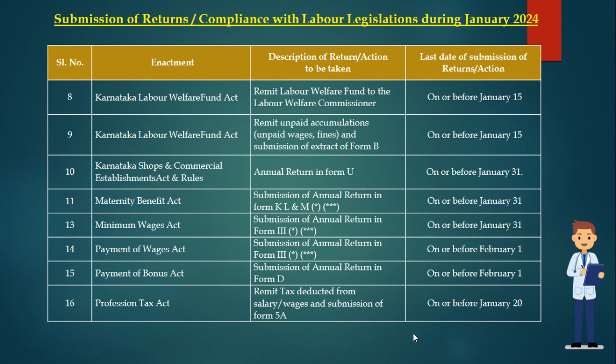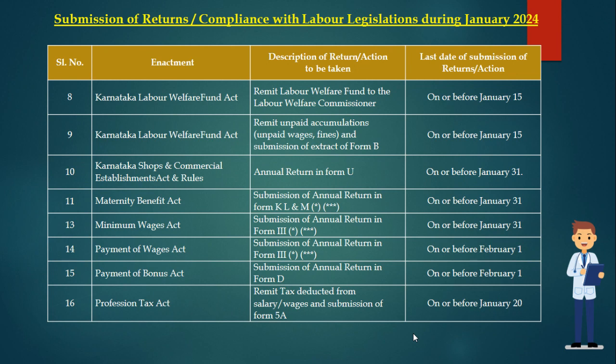Moving on to the 11th one, we have the Maternity Benefit Act, which is very important for women. Under this, we have to make the submission of annual returns in Form K, L, and M on or before January 31st. In the 13th one, we have the Minimum Wages Act, and the last date for doing the same is on or before January 31st. Under this, we have the submission of annual return in Form 3.